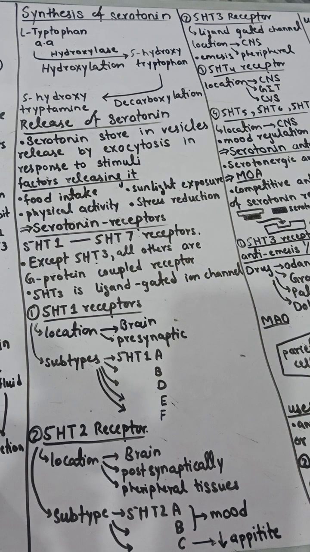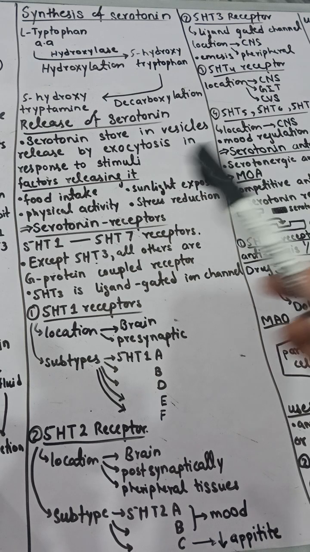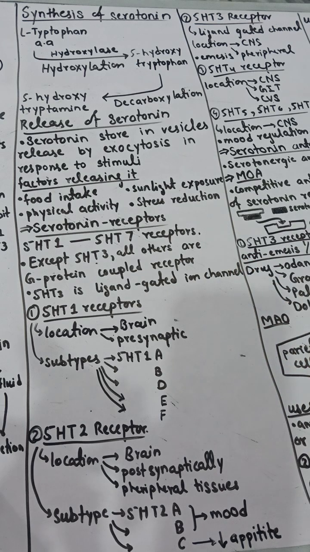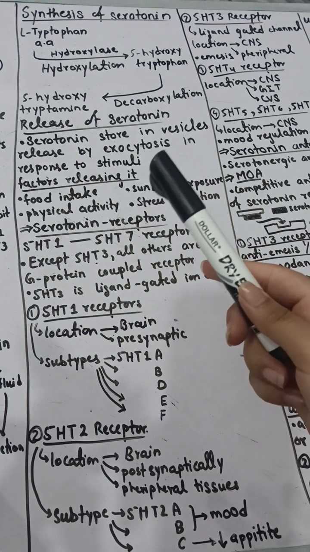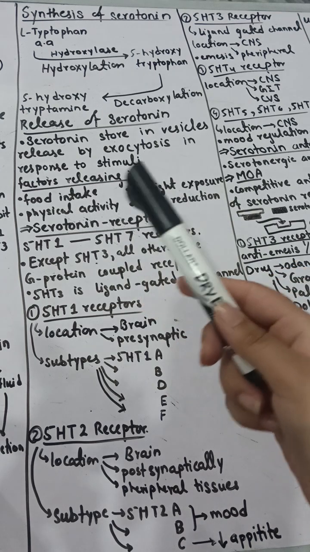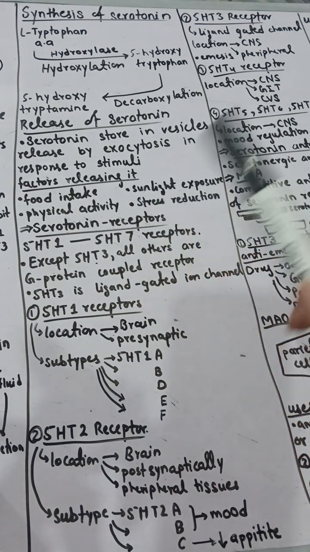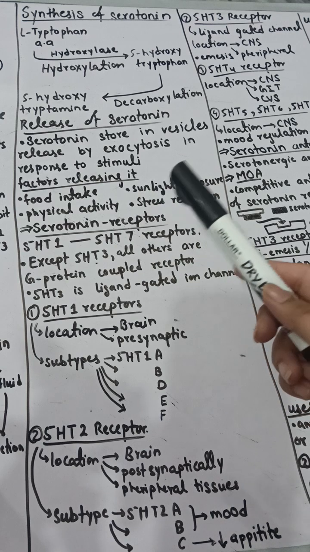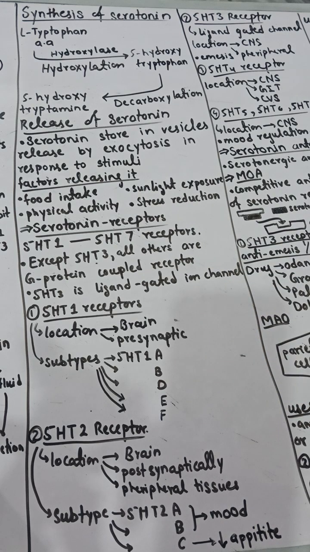So ये प्रोड्यूस हो जाएगा. हमने इसकी सिंथेसिस भी पढ़ ली. Now how it is released. ठीक है, serotonin is stored in vesicles, as I have explained in the platelets also. So it is present in the form of vesicles and released by exocytosis from the membrane in response to a stimulus. So what are the factors which cause the release of it? What are the stimuli causing its release?